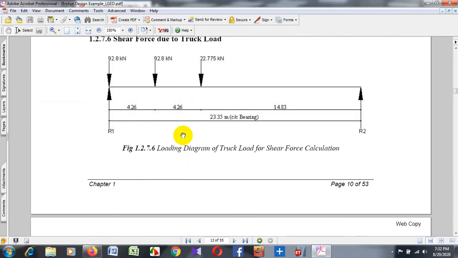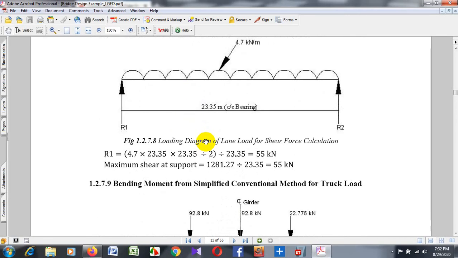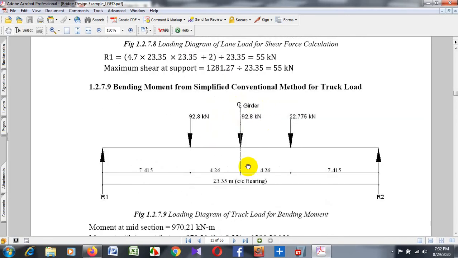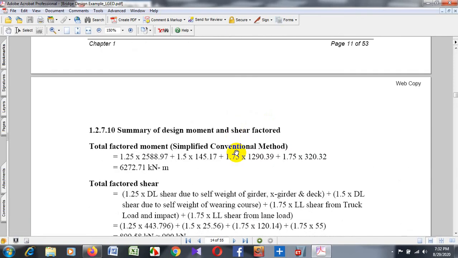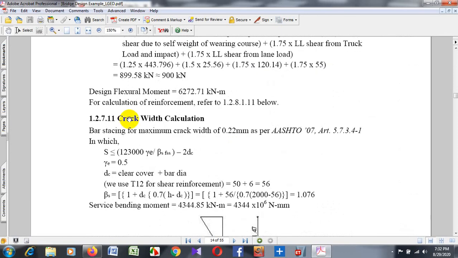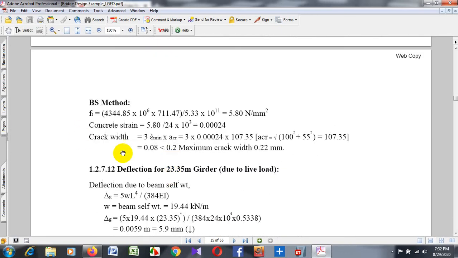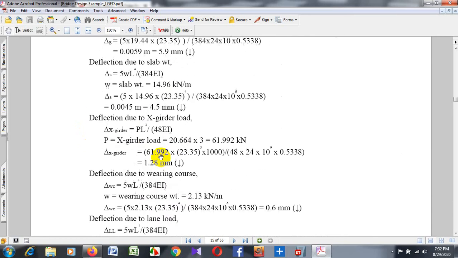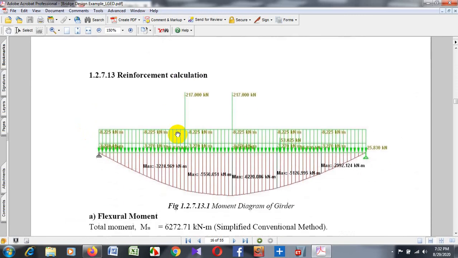These are the shear force due to truck load, shear force due to lane load, bending moment for simplified conventional method of truck load, summary of design moment and shear force, crack width calculations, BS method, and deflection for reinforcement calculation.